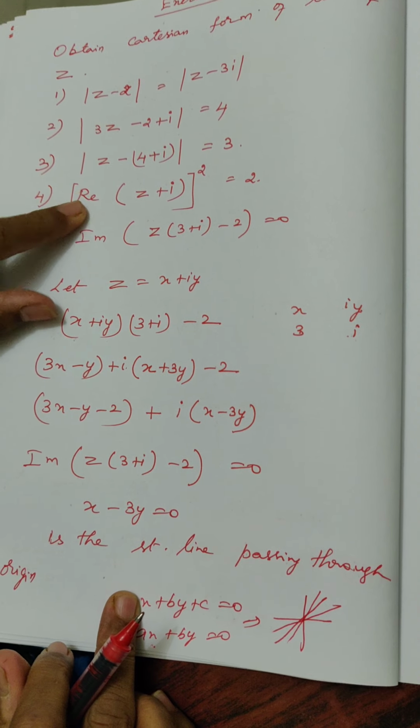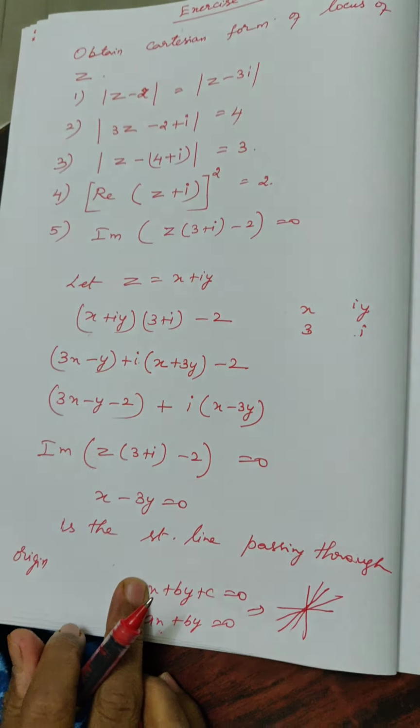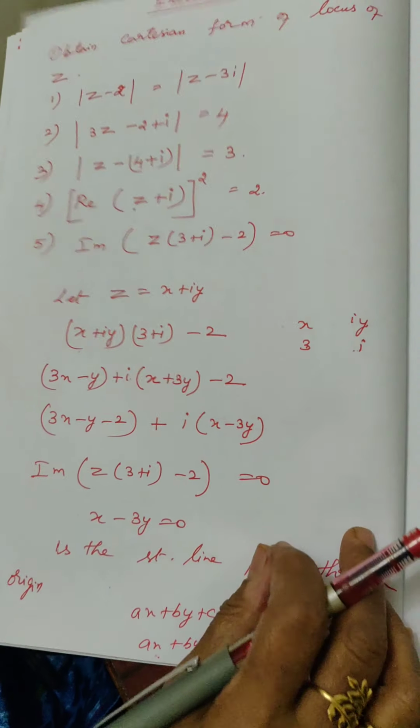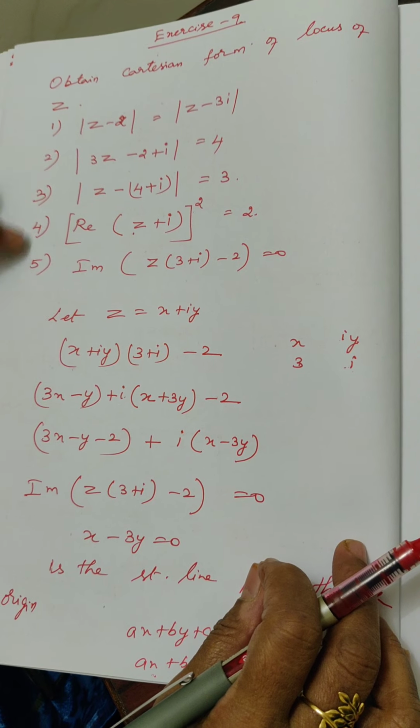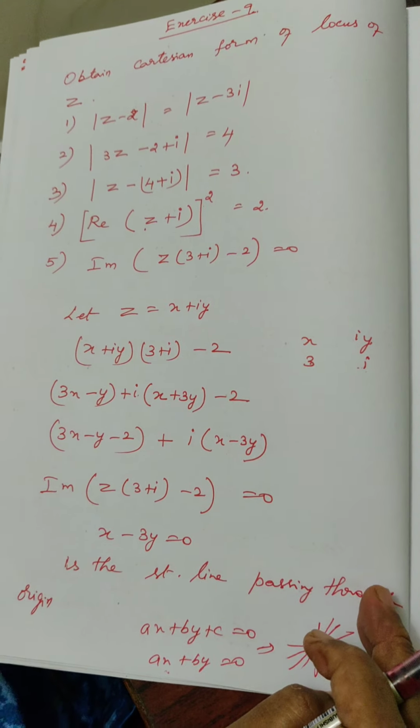First you have to collect the real part of (z plus i) the whole square. So first take z as x plus iy and find the real part of this one, then square it, then equate it to 2. You know these 3 sums, but these 2 sums are a little bit different for you. So I explained this fifth sum. Thank you.